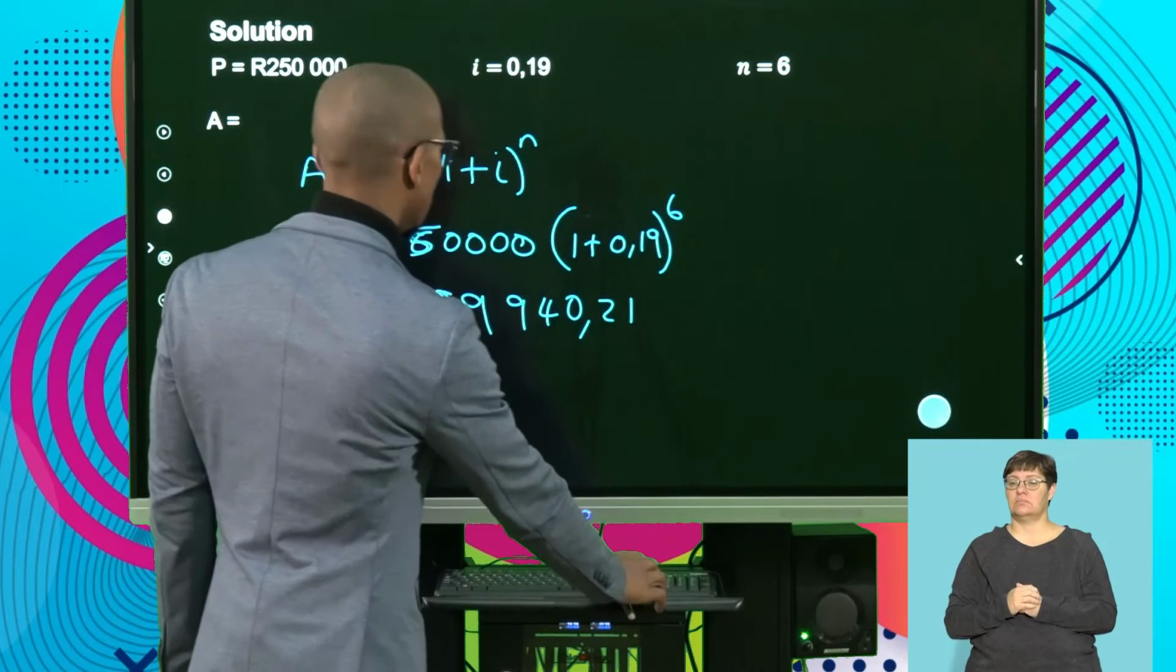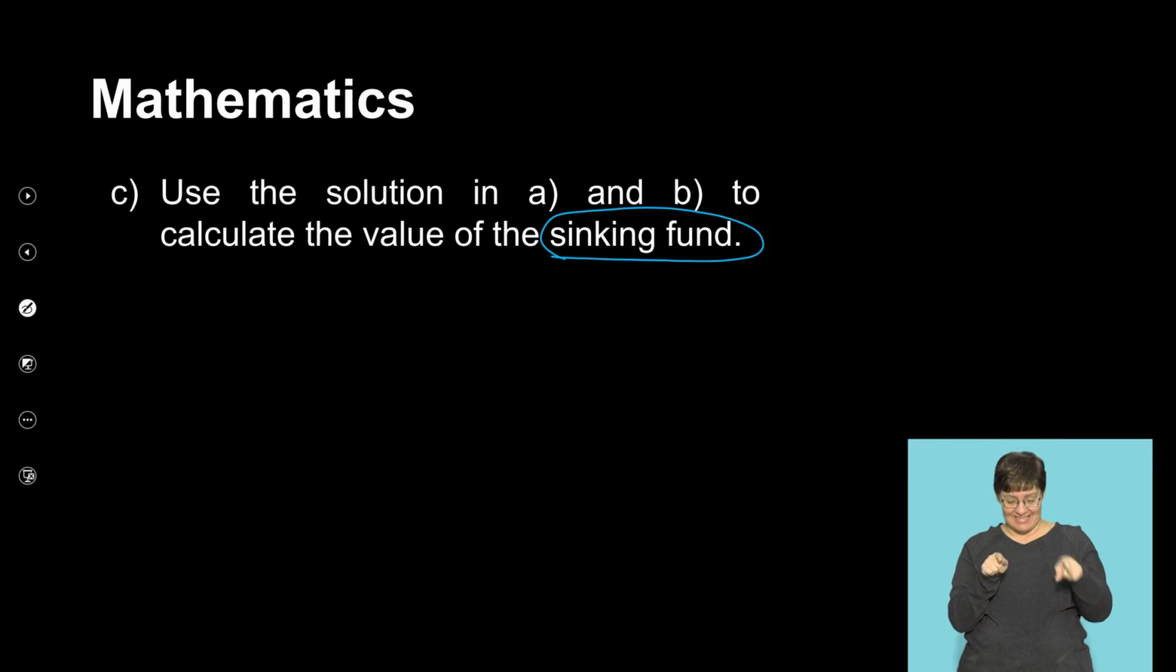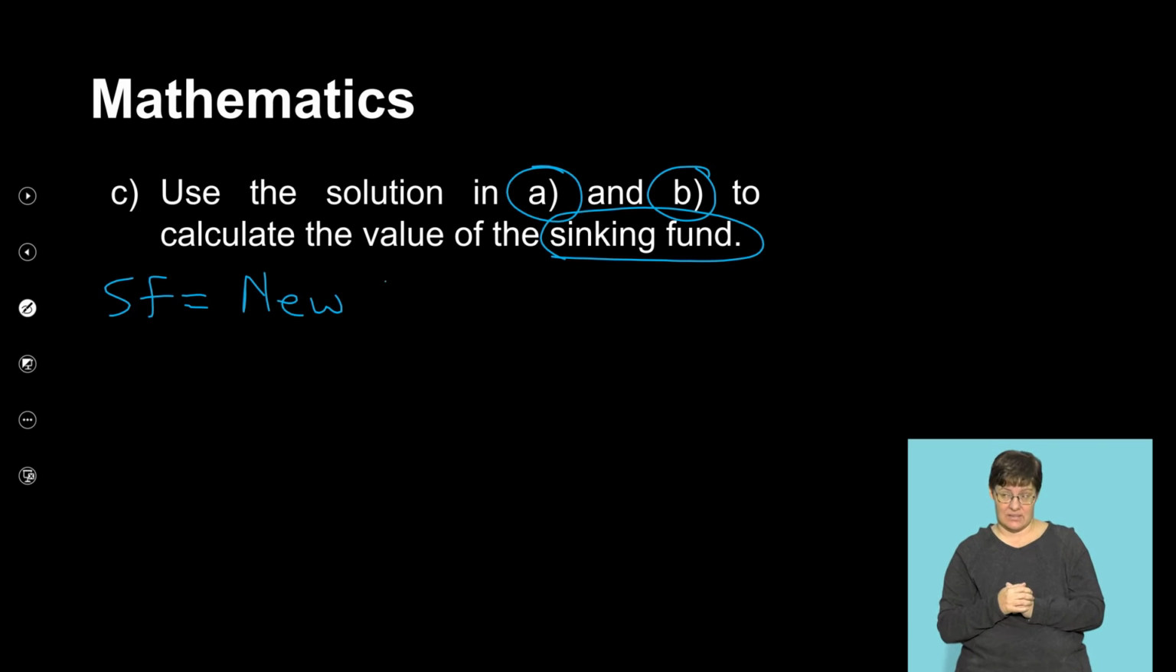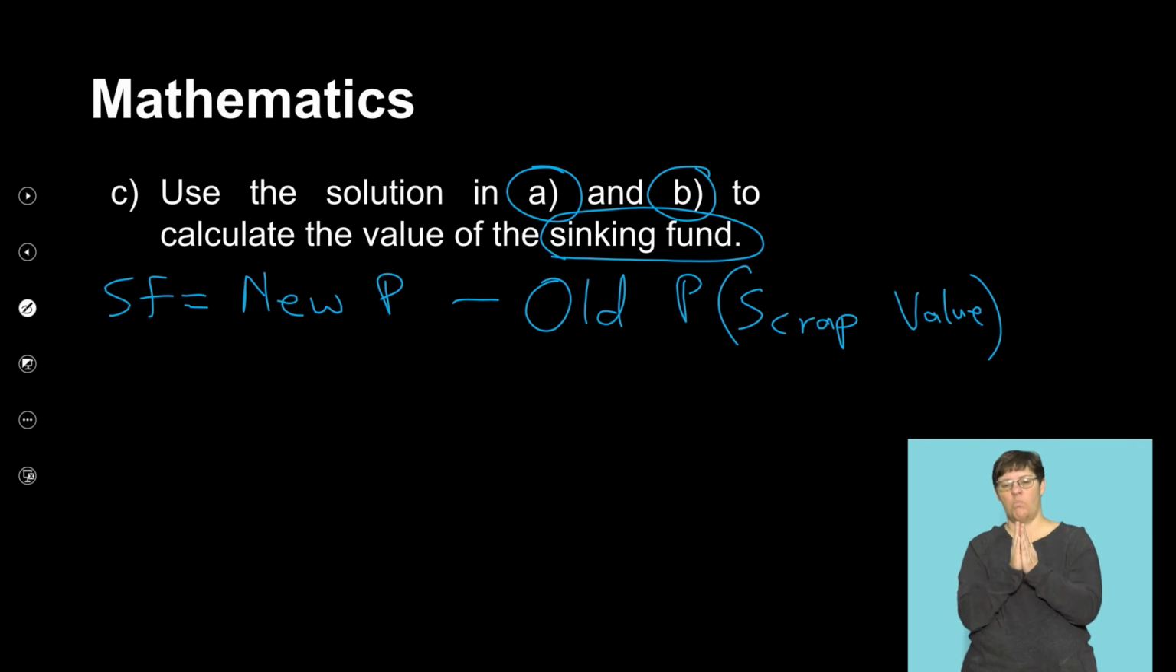Question C says to us, you use the solution in A and B to calculate the value of the sinking fund. And this sinking fund will be the difference between the B and the A. So the new price, I will say SF, is equal to the new price minus the old price, right? But in financial maths, we don't really call it the old price. Let's just use the correct terms. We can say this is the scrap value. Minus the scrap value or minus the book value. That's just what you need to do.